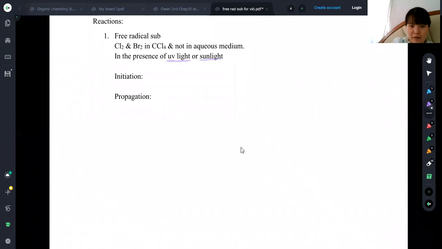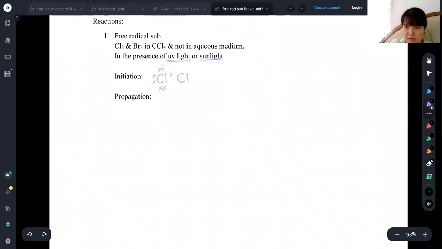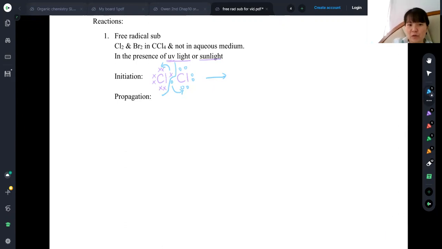We need radicals because this is a free radical substitution reaction. So first, if I have my Cl2, a homolytic fission will happen. So let me show you the electrons. Chlorine has 7 outermost electrons. Let me use a different color for the other chlorine. In a homolytic fission, each of these electrons will go back to the chlorine they came from. And so you'll make 2 identical chlorine radicals.